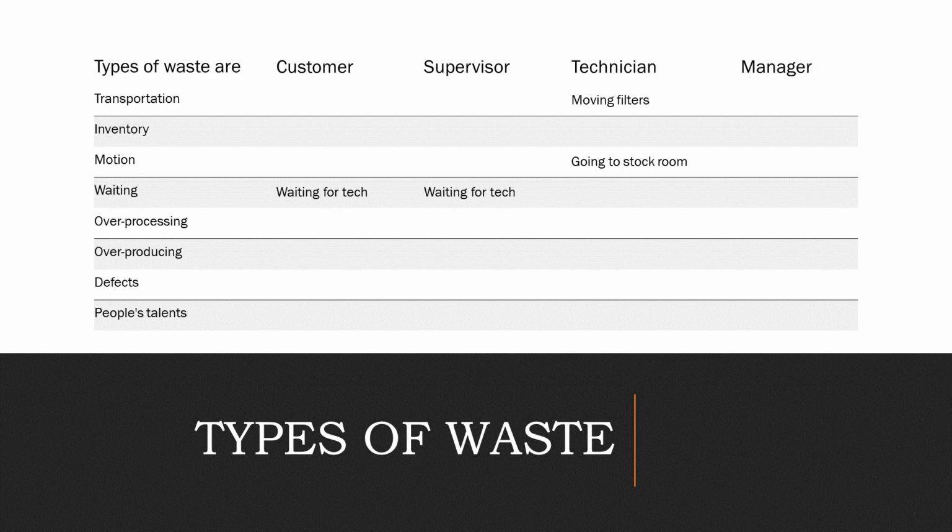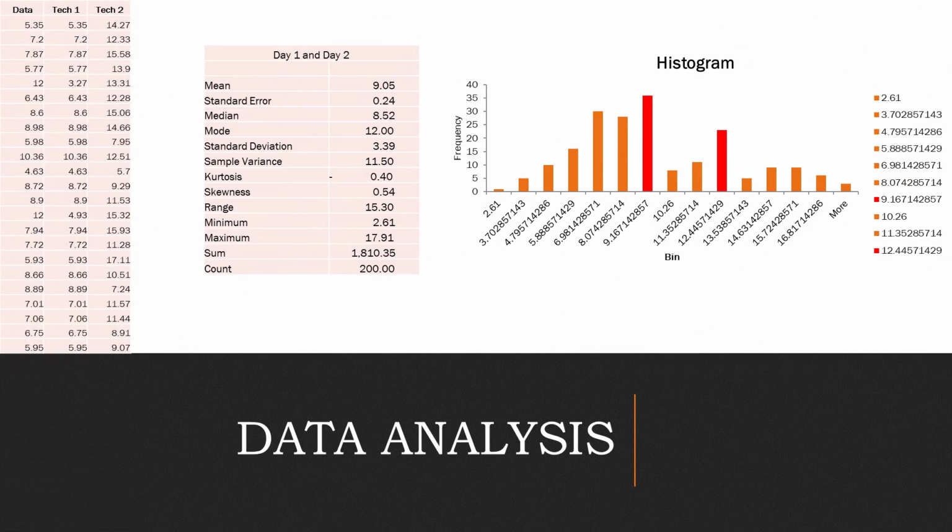And in this case, we have first, waiting of the customer and the supervisor. Second, transportation waste type, when technician has to walk and get the filters. Third, motion, going to stock room and checking the stock. We will use Excel data analysis tool to do the descriptive statistics and the histogram analysis.